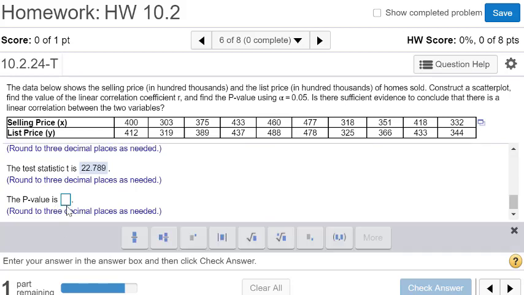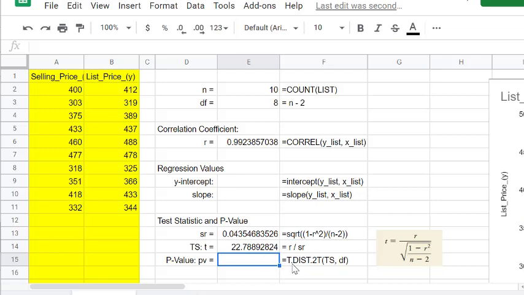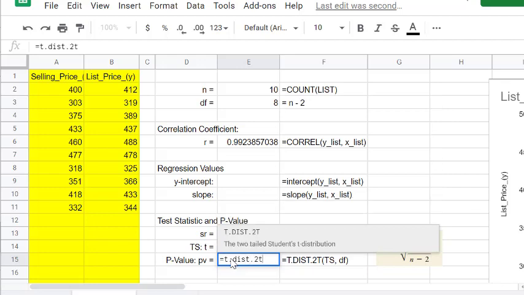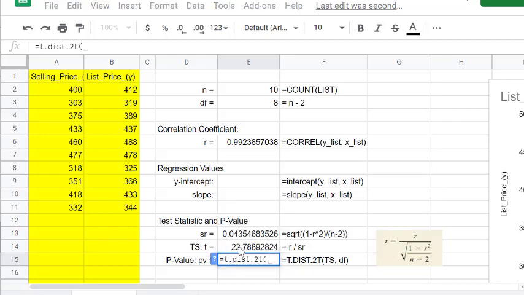Next, they want us to find our p-value. Remember that this is the area in the tail of 22.78, and it's in 2 tails. So we'll use this command called T.DIST.2T, and the 2T, remember, stands for 2 tail. So we'll say equals T.DIST.2T, and then we want our test statistic, which is this number that we just found, comma, our degrees of freedom, which is n minus 2, or we already have that computed as 8.